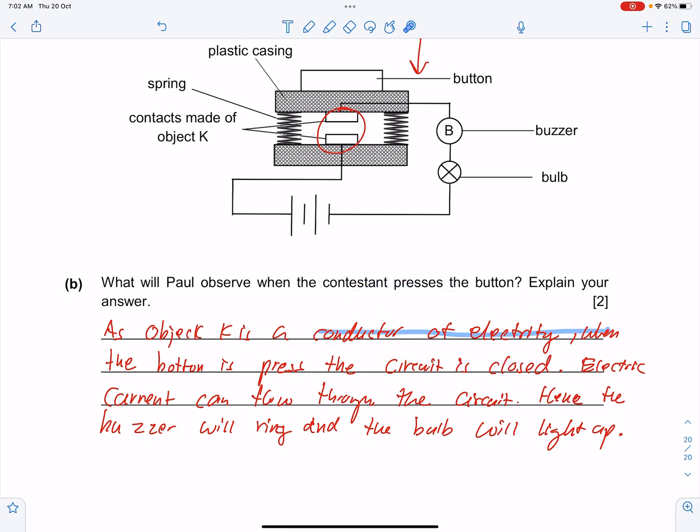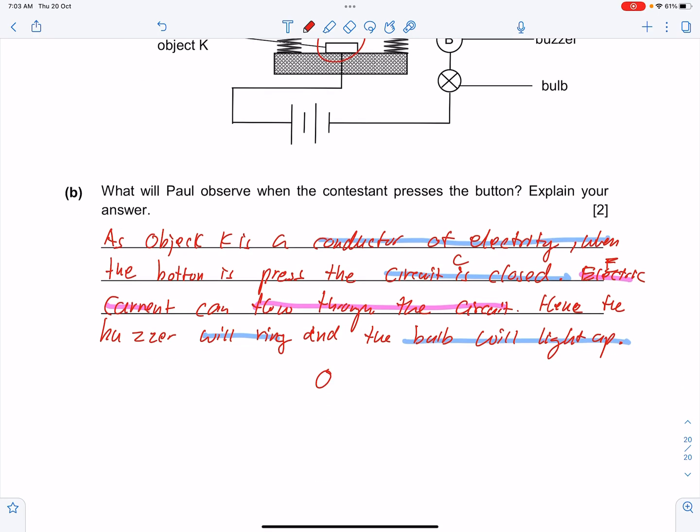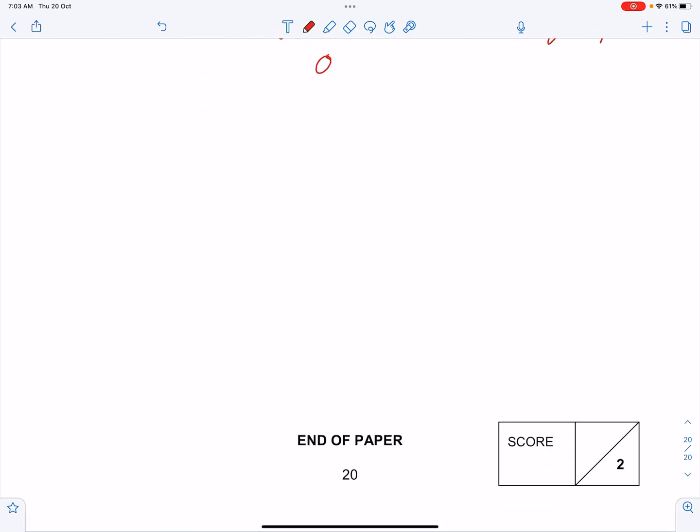So once they touch, because you press it down, the circuit is closed. This is your first C. And then after that, you have your E, which is electric current can flow through the circuit. And then what is the outcome? The outcome would be that your buzzer would ring and your bulb will light up. This is your O. Okay, and with that, we are done.